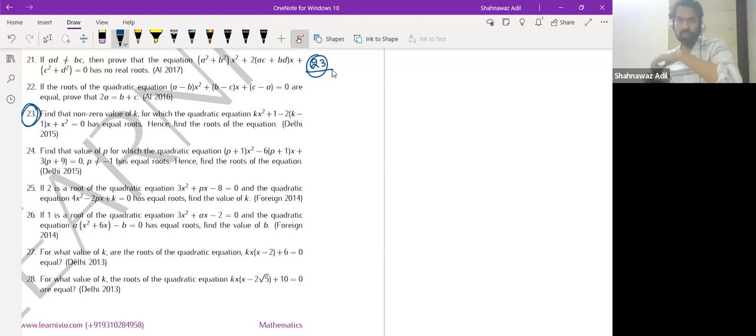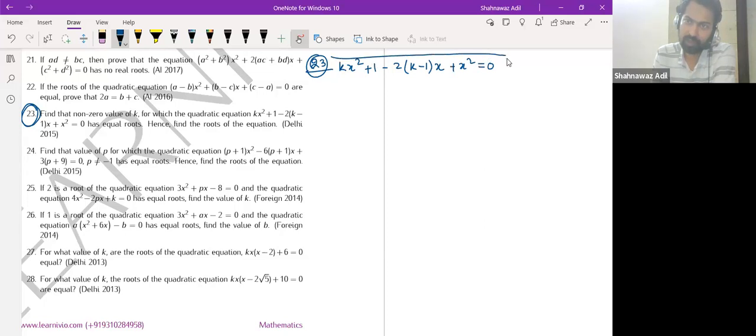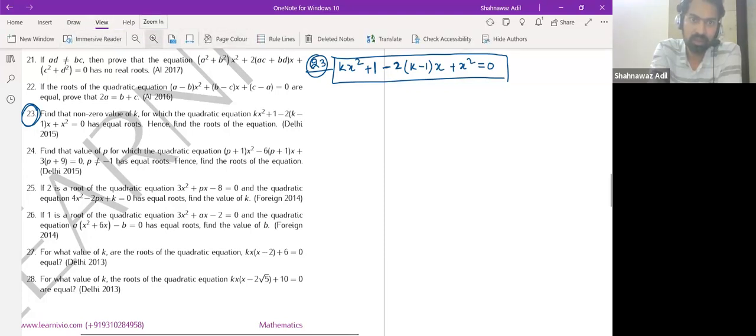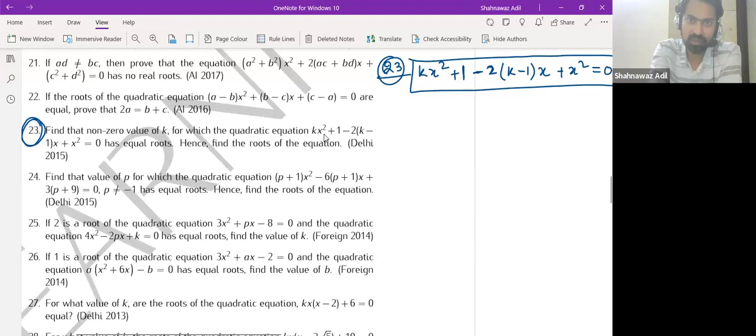Sir, I have a doubt. Yes, Shaima, yes. Sir, in the equation is Cx square. So this is kx square plus 1 minus 2k minus 1x plus x square equal to 0. So this is the question. Is it visible, Shaima? Yes, sir. Should I zoom this part? So is x square c? Sir, in b square minus 4ac, the c term is x square.